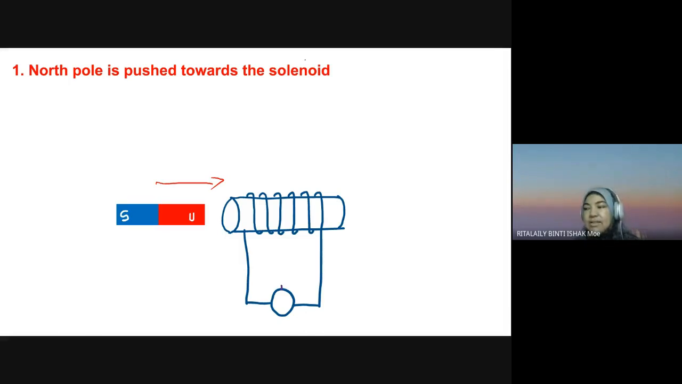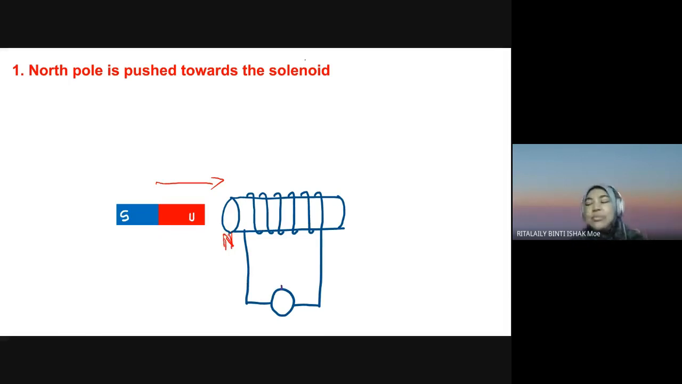Okay, Sutta's answer is to the right. What about the others? Sujala Kalpana answer is to the left. Nadia to the left. Okay, so let's see. North pole is pushed towards the solenoid. So we know North pole should be on this end.